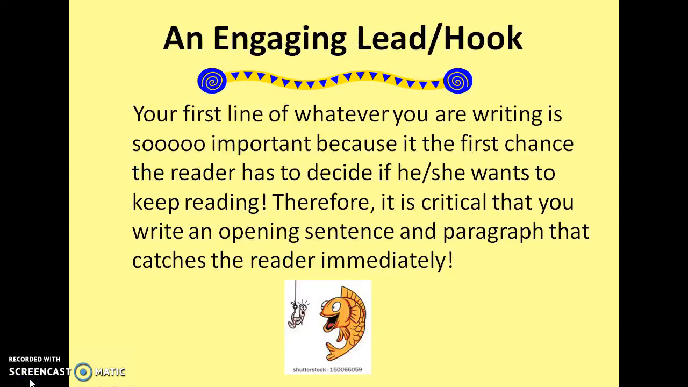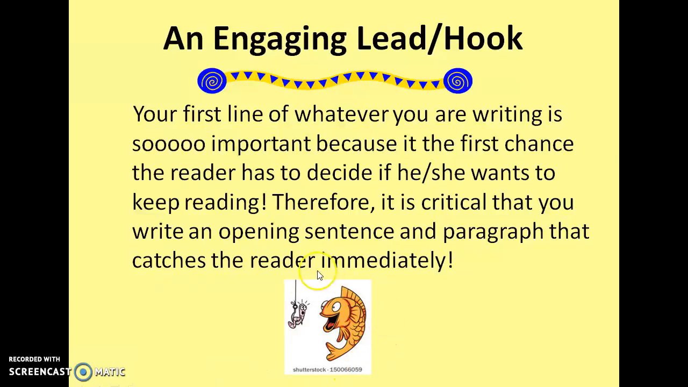It is so important that whatever you are writing, that very first line, is engaging and interesting, because that is the first chance the reader has to decide if he or she wants to keep reading. It's critical that that opening sentence and paragraph catch the reader immediately.